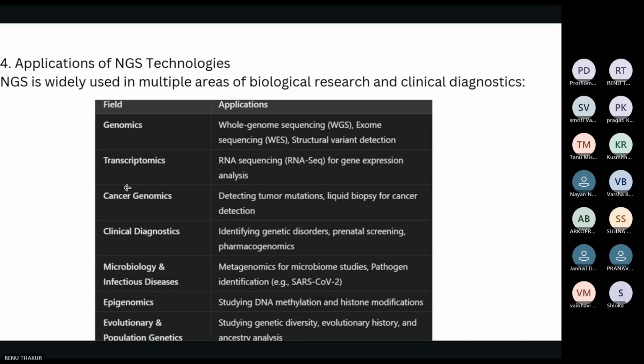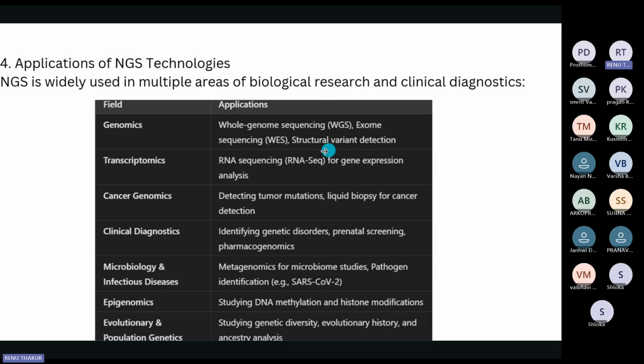All right. So applications of NGS technologies, they are widely used in multiple areas of research and diagnostics. So in genomics, it is used in whole genome sequencing, in exome sequencing, or if you want to detect any structural variants it can be used. In transcriptomics, it is used for RNA sequencing to study gene expression analysis. In cancer genomics, it is used to detect tumor mutations, or liquid biopsy, as we discussed, for cancer detection.